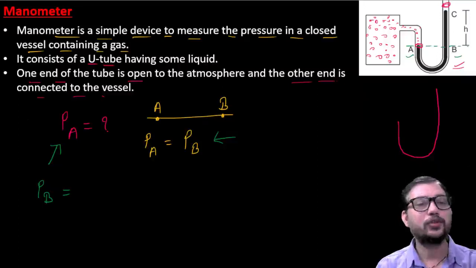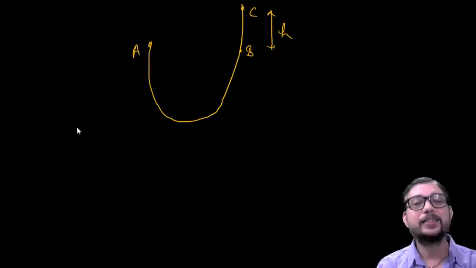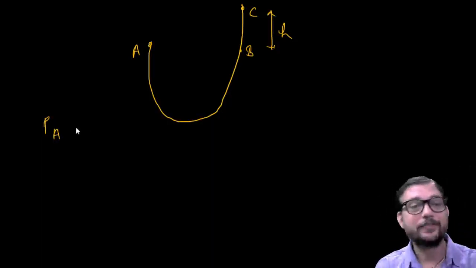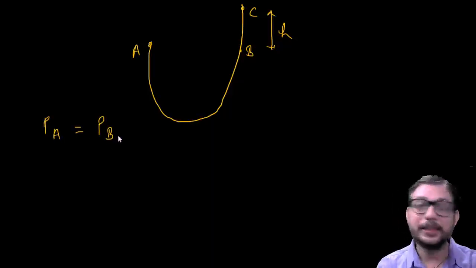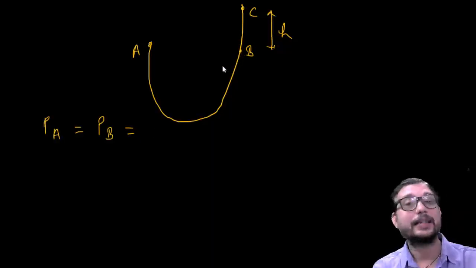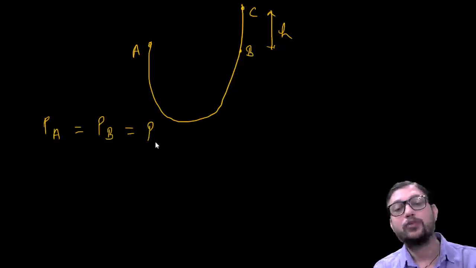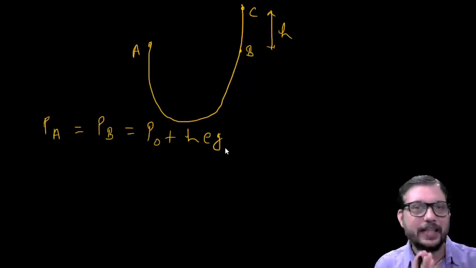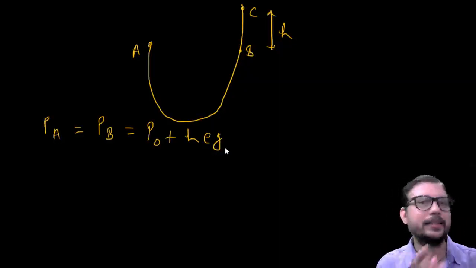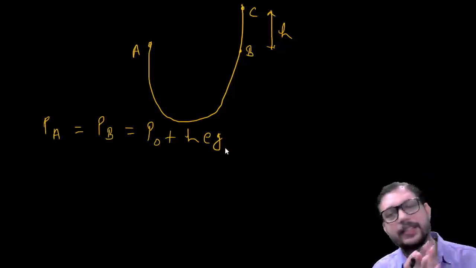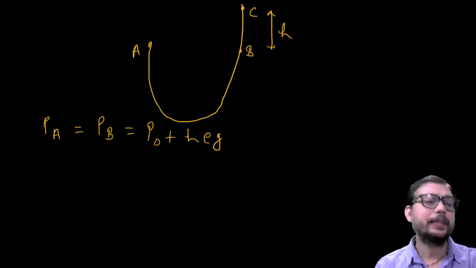Okay, so you can simply say that the pressure at point A, that is the pressure of the gas, must be equal to the pressure at point B, and the pressure at point B is basically, since B is at a certain depth, equal to P naught plus H rho G. So I believe that the basic concept of the manometer is clear now. By using this concept you can easily calculate the pressure in any container filled with gas. Okay, now we will discuss your next topic.